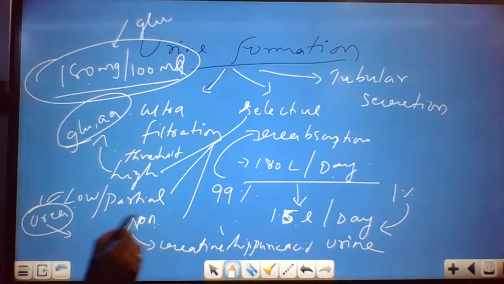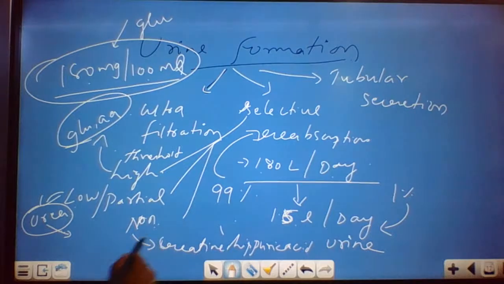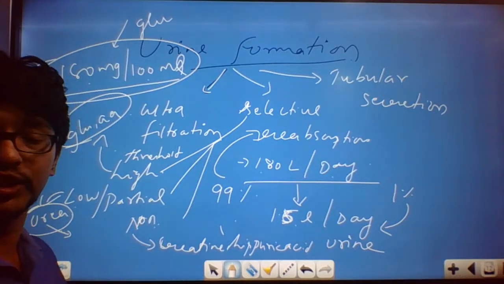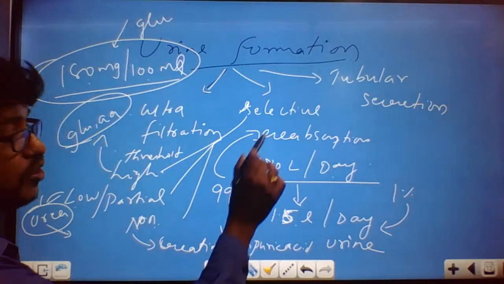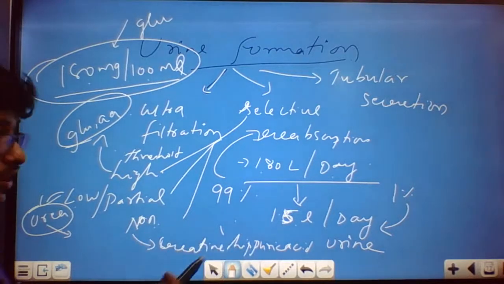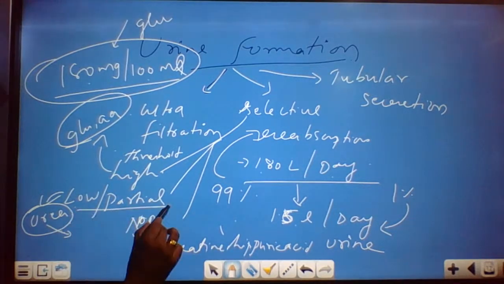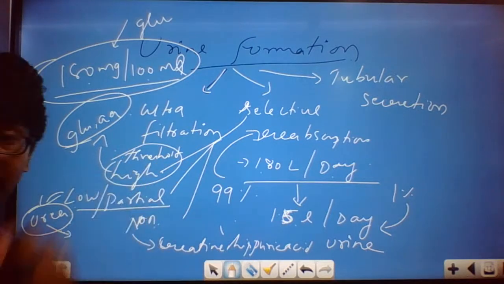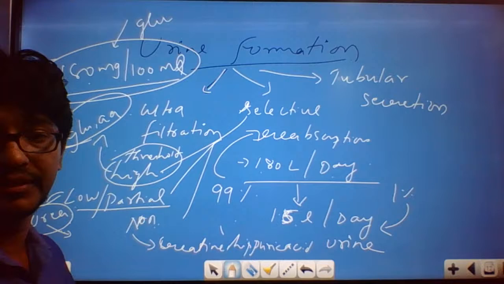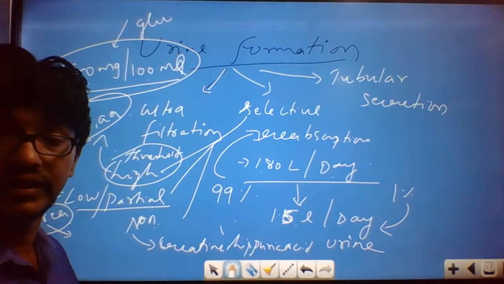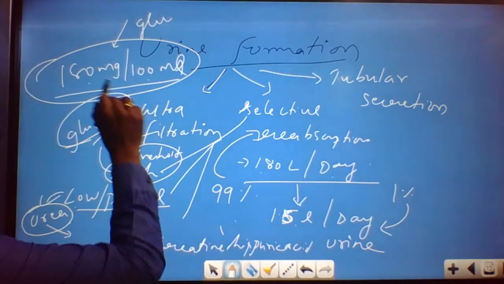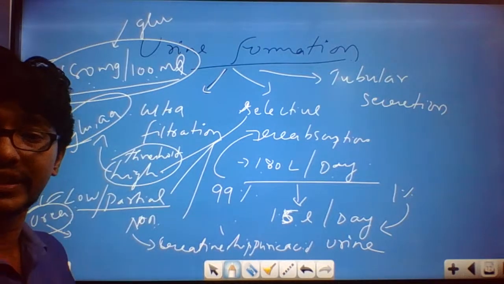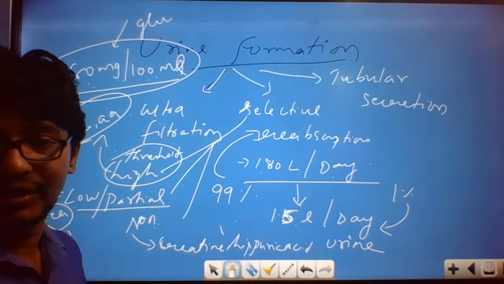So non-threshold substances you have heard about, like creatinine, will not be reabsorbed; they have to be eliminated from the body. Partial means only a small amount is taken up, that is low threshold substances. High threshold substances are completely absorbed. Glucose and amino acids are examples of high threshold substances. Even that is only up to a limit. If you ask up to what level it reaches, it is up to 180 mg per 100 ml. After that, if glucose comes, that has to be eliminated out of the body.